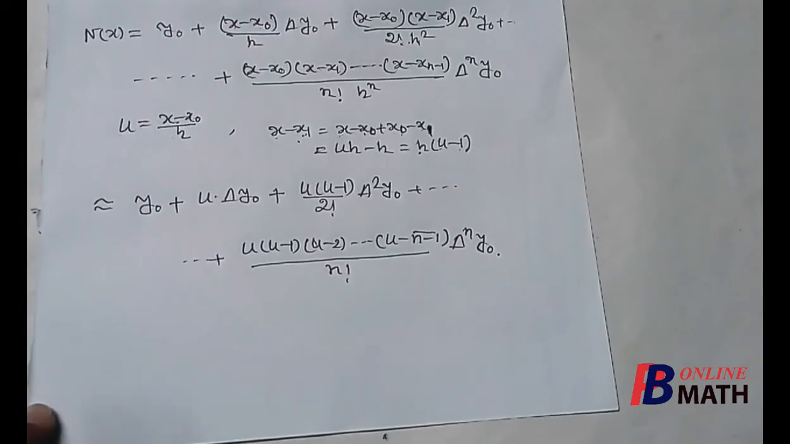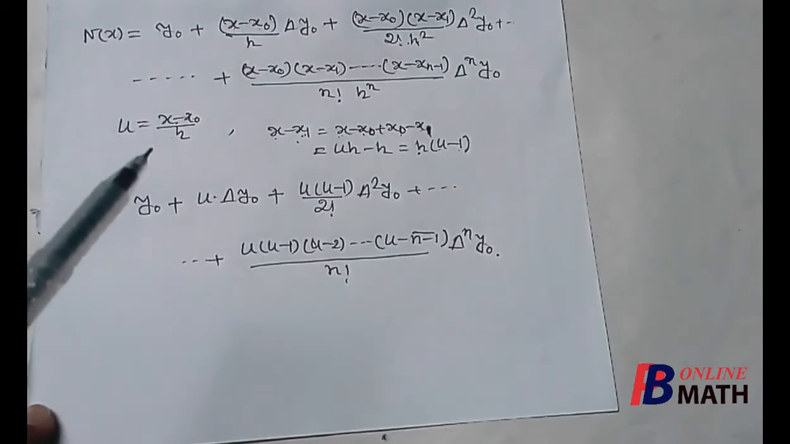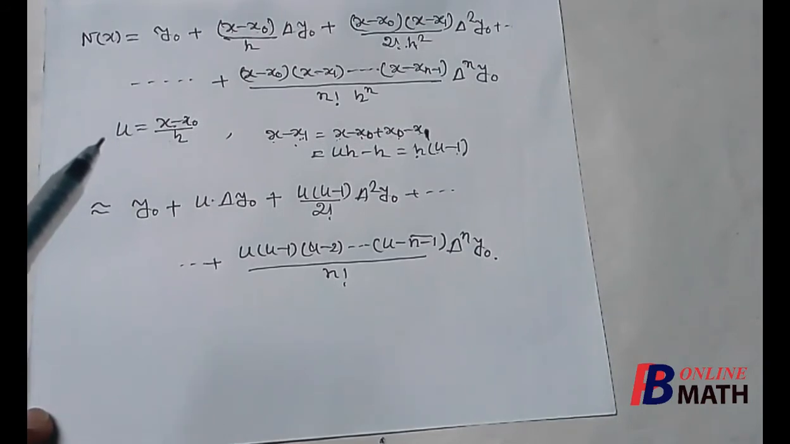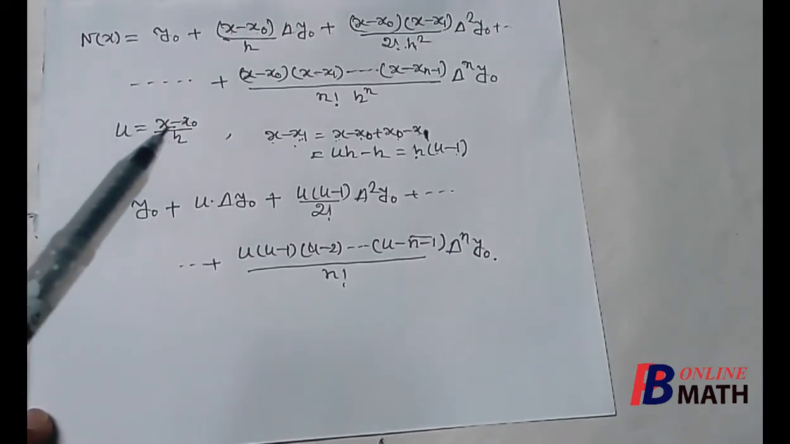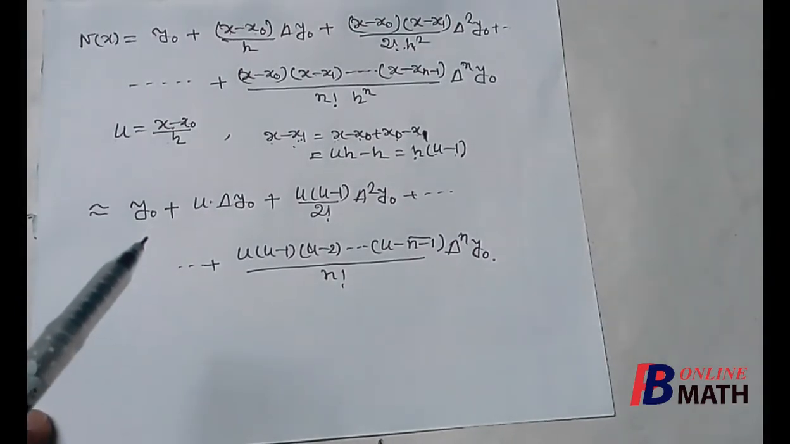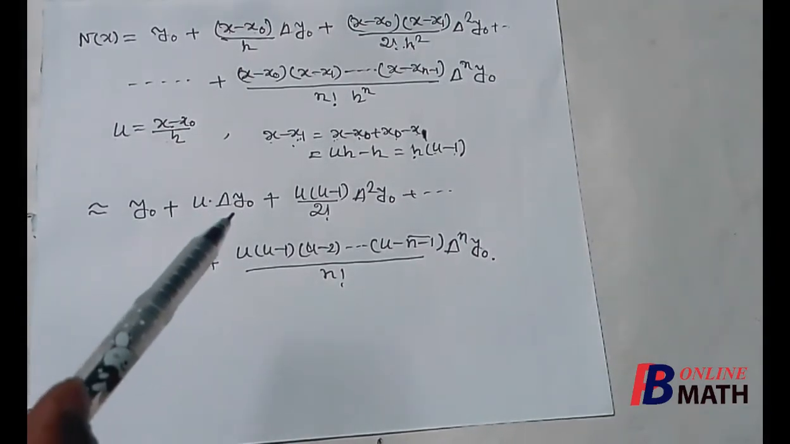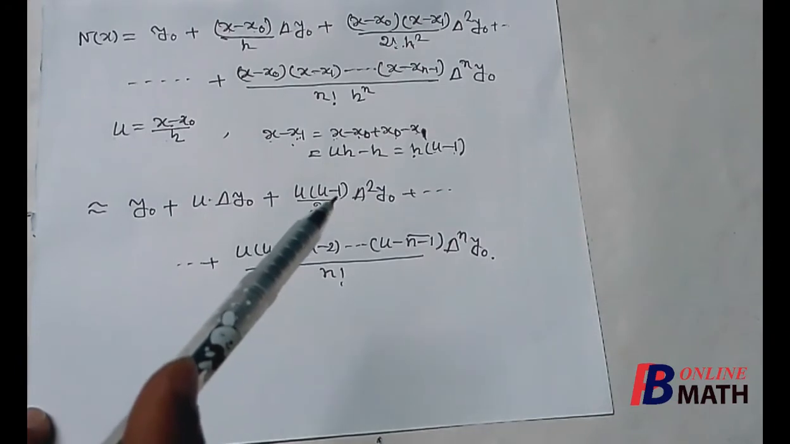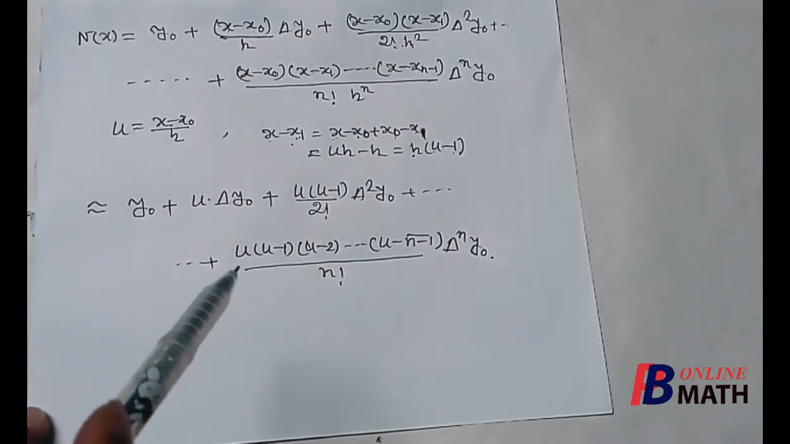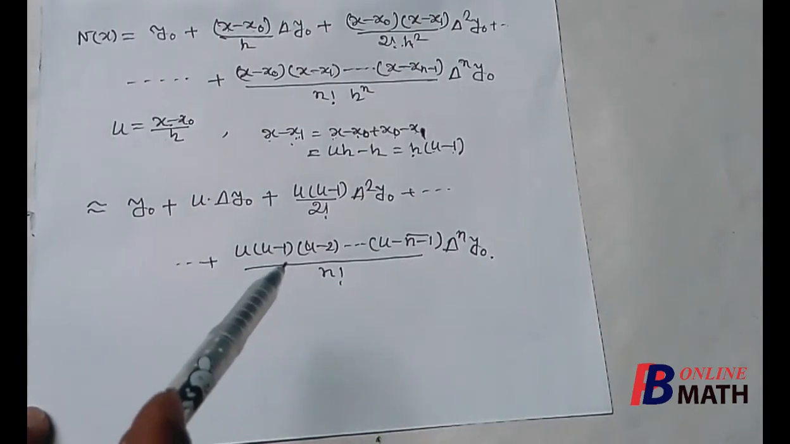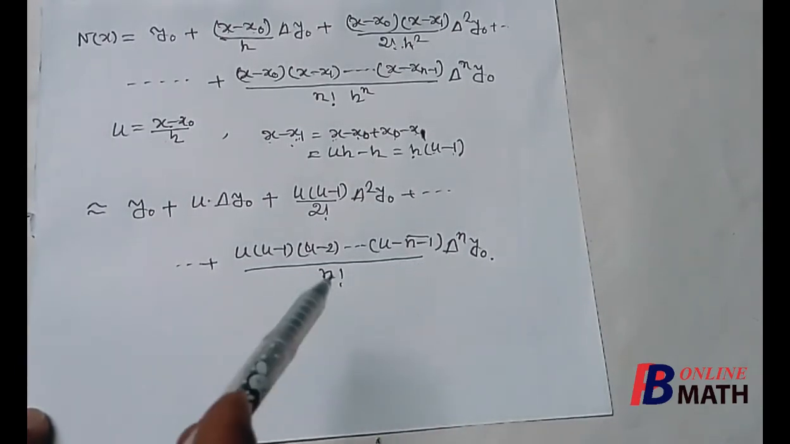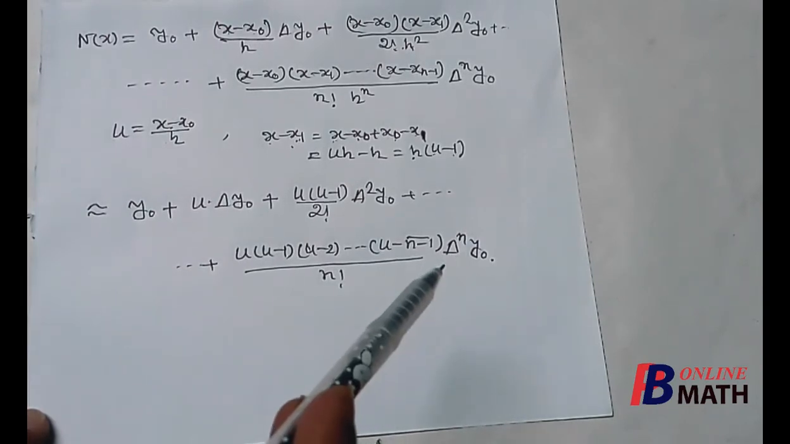So remember that when we need to find the value of this function at the point x, then we shall replace u equal to (x minus x0) by h, so that the polynomial becomes y0 plus u into delta y0 plus u into (u minus 1) by 2 factorial into delta square y0, and finally u into (u minus 1) into (u minus 2) up to (u minus n plus 1) by n factorial multiplied by delta to the power n y0.